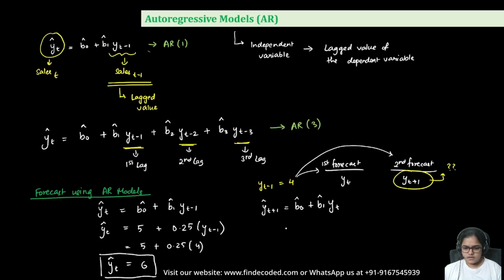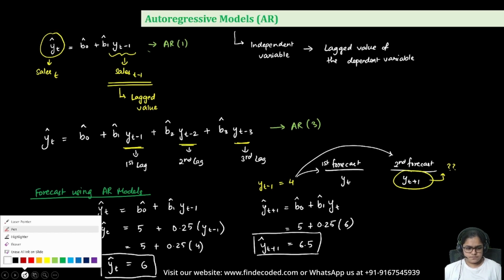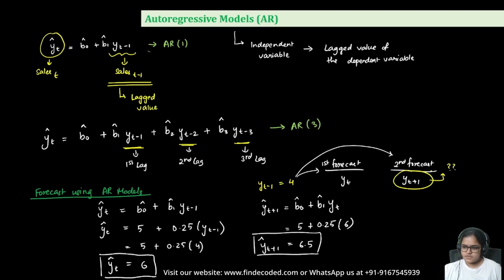Okay, now what I can do is I can say, okay, it is 5 plus 0.25 into 6. And this gives me the expected value of sales 2 years from now. So I'm talking about the second forecast. This value comes to 6.5.